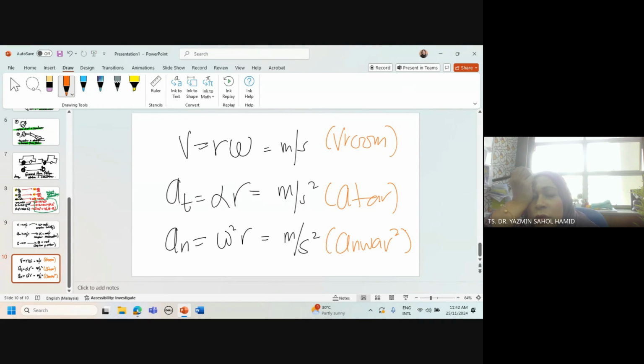Try to close your eyes and remember. What is the formula for velocity? Vroom. Vroom is R omega. What is the formula for ATAR? AT equals alpha R. What is the formula for AN? ANWA. AN equals omega square R. See? You can memorize this formula easily by remembering the keywords that I mentioned here. Betul ke tutup mata tadi? Betul. Okay. Good. Okay, so you dah hafal tiga formula baru ni. Vroom, Atar dengan Anwar. So these are the three new formulas in chapter 3 that you need to know.